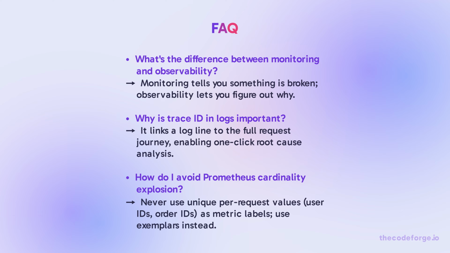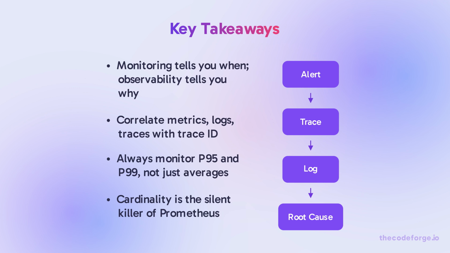How do I avoid Prometheus cardinality explosion? Never use unique per request values, user IDs, order IDs as metric labels. Use exemplars instead. To wrap up, monitoring tells you when something is broken. Observability tells you why. Always correlate metrics, logs, and traces with a common trace ID. Never rely on averages, monitor P95 and P99. And watch out for cardinality explosions in Prometheus.